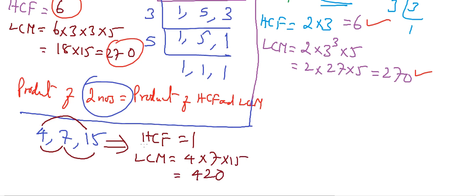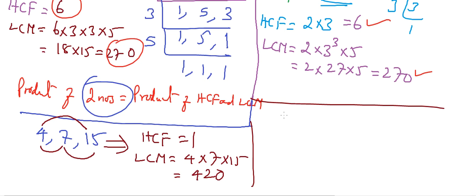So if the given numbers are co-prime, taken two at a time, any two numbers at a time, suppose they happen to be co-prime, then the HCF is 1 and LCM is their product.